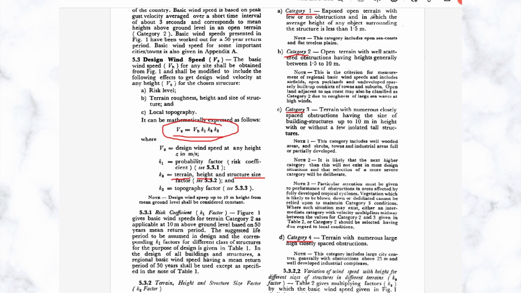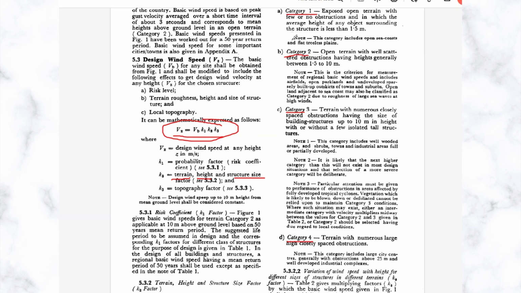Now, one by one, we'll try to understand what category 1 and category 2 exactly mean. When the terrain in which the construction is to be done is open terrain, with few or no obstructions in that area, and the average height of any object surrounding the structure is less than 1.5 meters, you can consider it category 1. Suppose you want to construct a building, and that's why you are calculating this design wind speed.